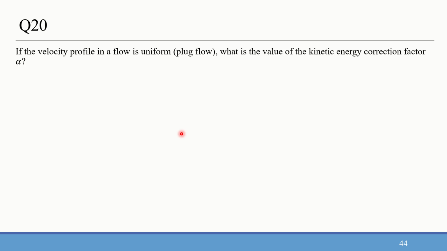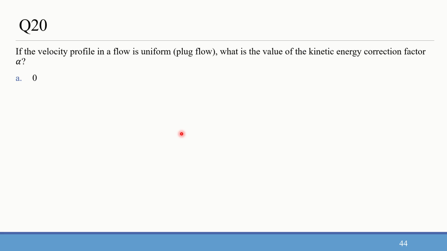So now coming to the last question in today's session, I think this is also a theory question only. If the velocity profile in flow is uniform, what is the value of the kinetic energy correction factor? So what is given? We are given that the velocity profile in a flow is uniform, that is a plug flow. What will be the kinetic energy factor? When does the kinetic energy factor come into the picture? It comes into the picture when the flow is non-uniform. So when it is a uniform flow, the value of the kinetic energy correction factor is actually 1. We are given a few options.